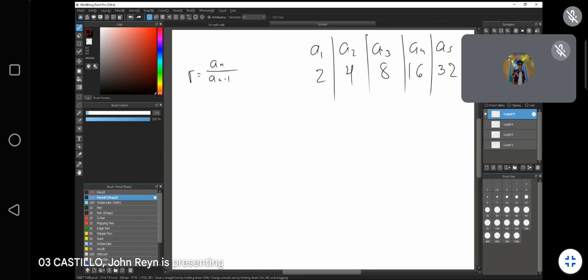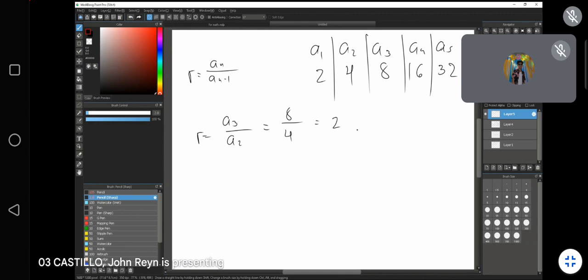So we're just going to divide the term with its preceding. Let's try A sub 3 and A sub 2 this time, which would be 8 and 4. 8 divided by 4 would be 2.